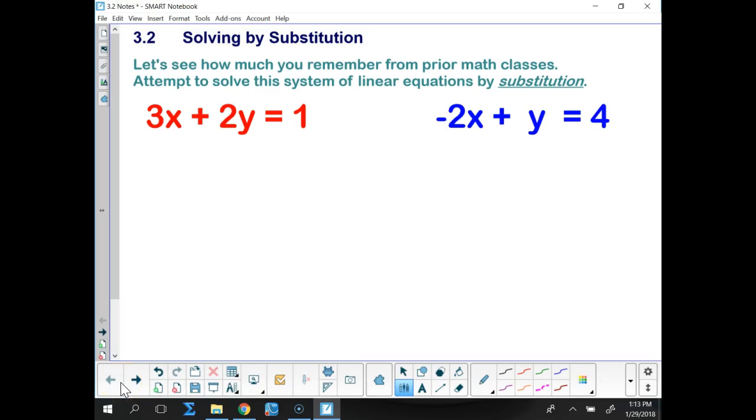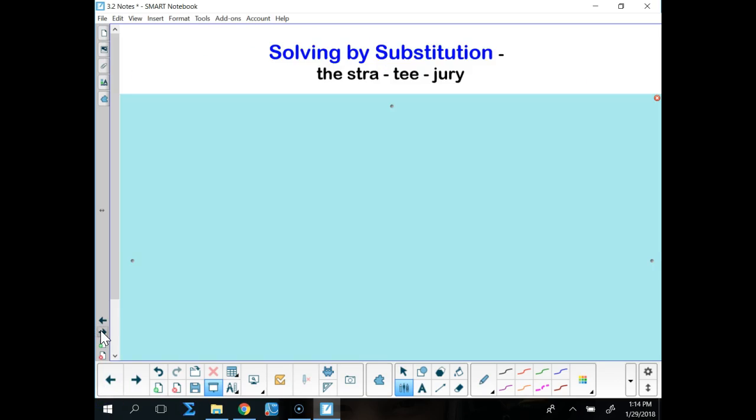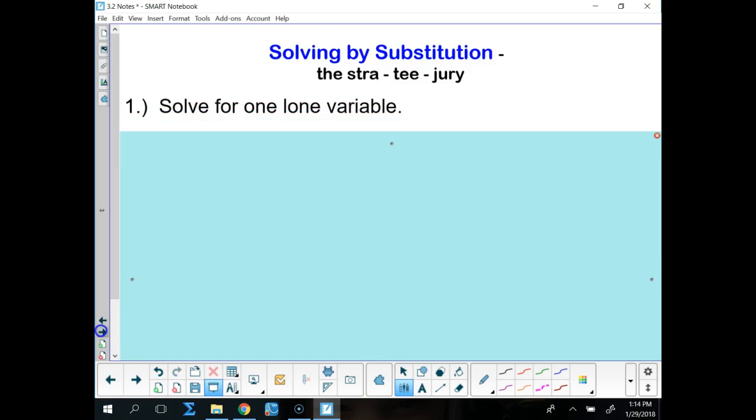Refresh my memory as to the steps involved with solving by substitution. Well, your first step is you need to solve for a single variable. Does it matter which equation you choose? No. Well, okay, so for the blue one, the 2x, I solved for y. So what you're saying is the strategy that you used is you solved one of your equations for one of your variables.